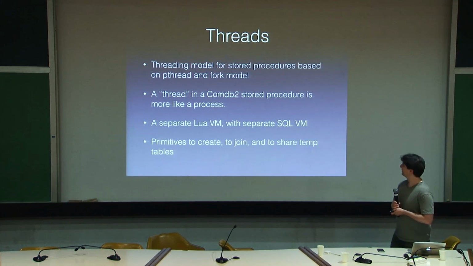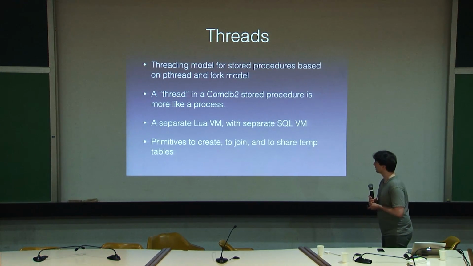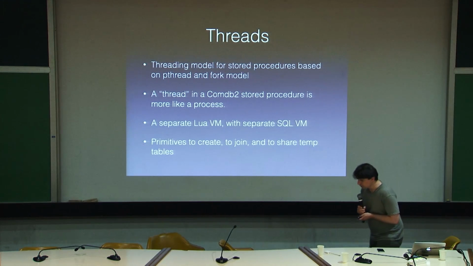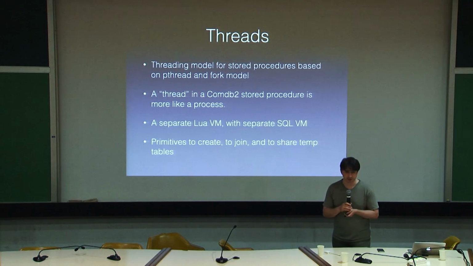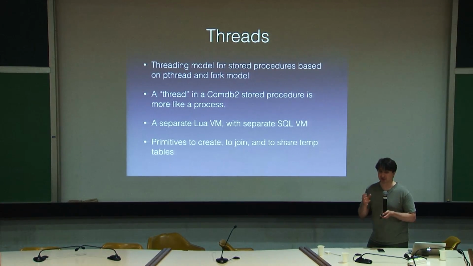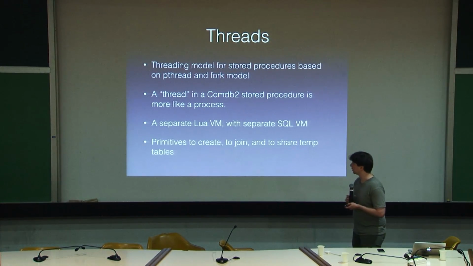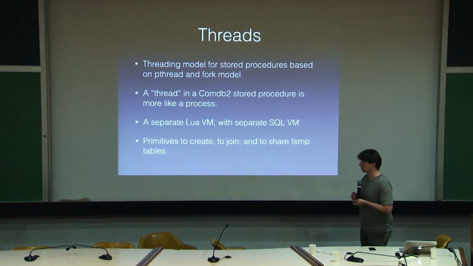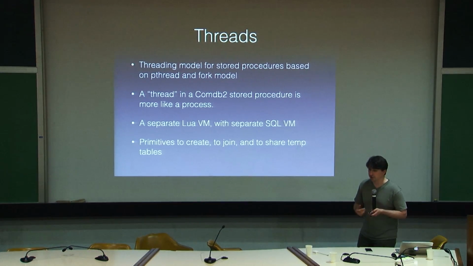The next thing we added, I'm going to finish very quickly, is threading. Threading in Lua in Comdb2 is a little different than regular threading. We follow the pthread model. We let you create threads, but it's really a lot more like the forking model, in the sense that while you have threads, because it's a Lua virtual machine, you don't have access to anyone else's address space, obviously. So it's nothing like real threads. It's more like forking. It's a very primitive system. We let you basically create threads, join on threads, and have very basic communications with temp tables.